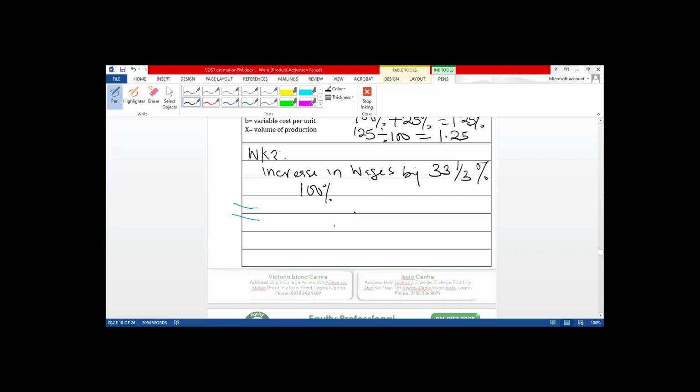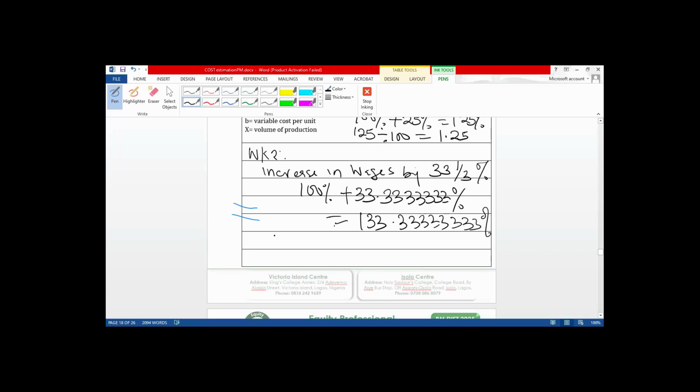Management now say your salary will increase by 33.13%. And I'm going to plus 33. If I change this to ratio, 1/3, that will give me 33.3333%. If I change 1/3 to ratio, that means I have 100% plus 33.3333%. That will give me 133.333333%.